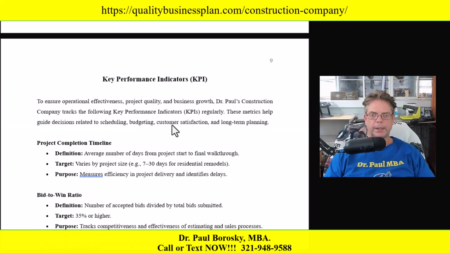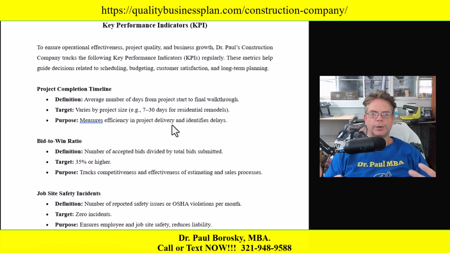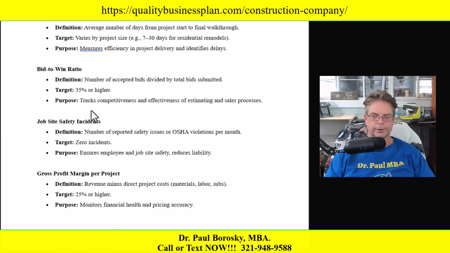Next section is going to be key performance indicators. This is going to be, how do we know we're doing a good job? For example, project completion time. And then what we'll do is we'll define it. What is the target for this section? And then why is it a key performance indicator? So we'll use that structure for each key performance indicator.